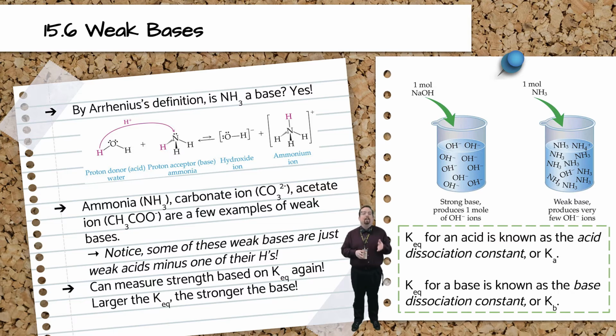If you'll remember the solubility product, or the KSP from our last chapter, that was the same thing as the KEQ for our sparingly soluble substances. The same kind of thinking works for acids and bases. The KEQ for an acid is known as the acid dissociation constant, and it's labeled as Ka. The KEQ for a base is known as the base dissociation constant, and it's labeled as Kb.